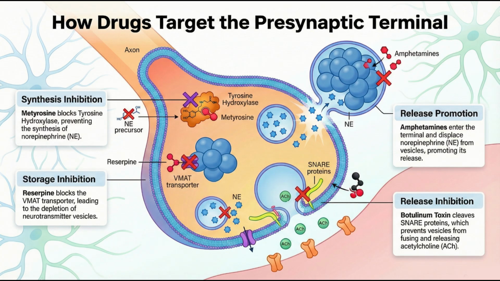No fusion means no acetylcholine release. And if there's no acetylcholine, the muscle cannot contract. The result is flaccid paralysis. Which is why it smooths wrinkles. It paralyzes the tiny facial muscles.